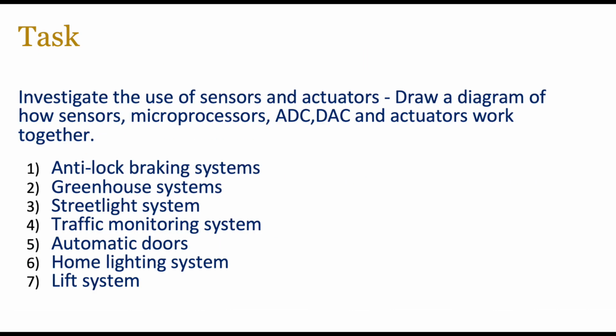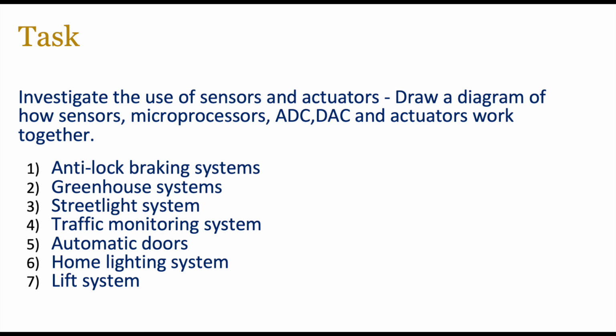Now your task is to investigate the use of sensors and actuators. You can draw a diagram of how sensors, microprocessors, ADCs, DACs and actuators work together, and on screen you've got 7 different possible scenarios: anti-lock braking systems, greenhouse systems, street light systems, traffic monitoring systems, automatic doors, home lighting systems, and lift systems. I would recommend that you find out about all of them and then maybe pick the one you find the most complex, like an anti-lock braking system, and then create the diagram for just that one. So don't go for something like a street light system or automatic doors or a lift system. They're pretty simple. You might want to just focus on the anti-lock braking system, because that seems to be the most complex of them all.